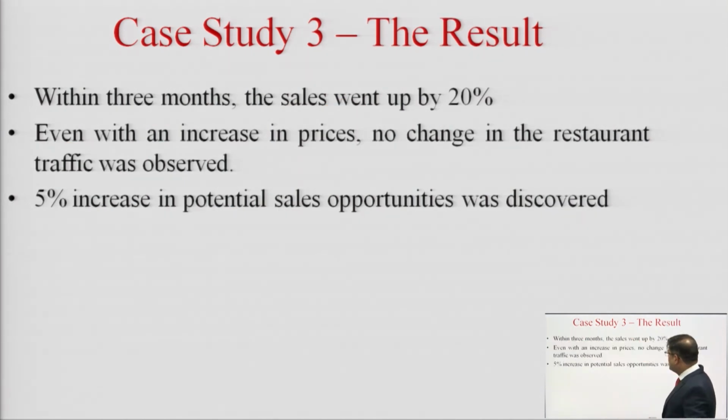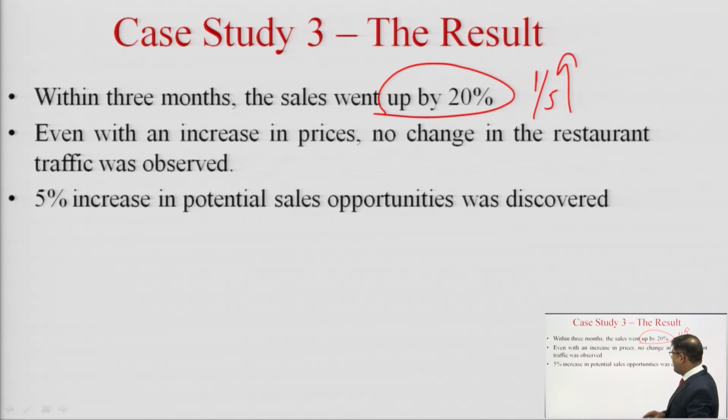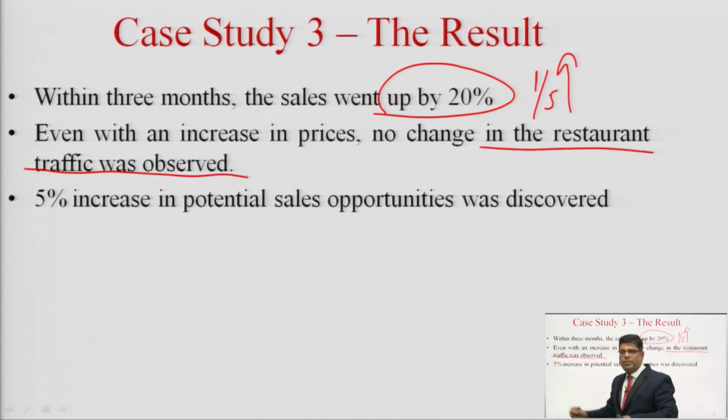So, what were the results? The results from the study, the results from the solution were that within 3 months the sales went up by 20%. So, there was a one-fifth increase in sales in 3 months, and even with an increase in prices, no change in the restaurant traffic was observed. So, because each segment was dealt with differently, there was no impact of the price increase on the traffic that was visiting the restaurant. So, the traffic was visiting the restaurant as before.